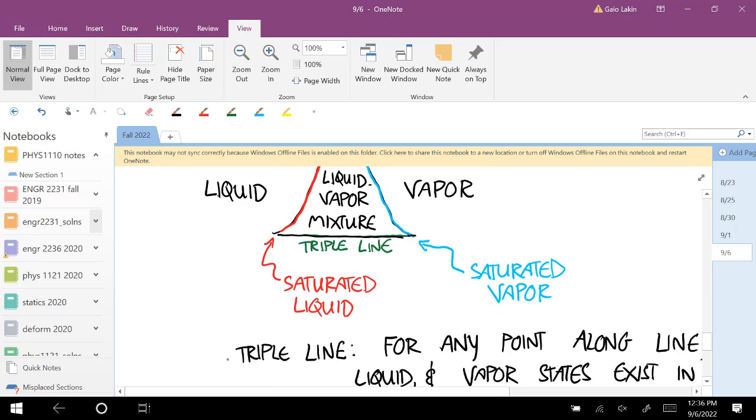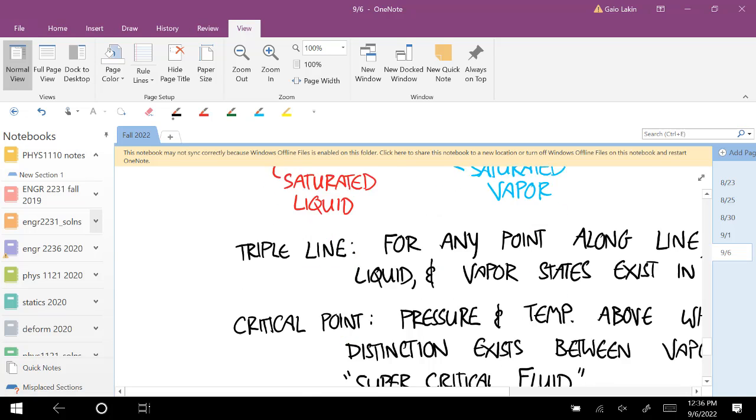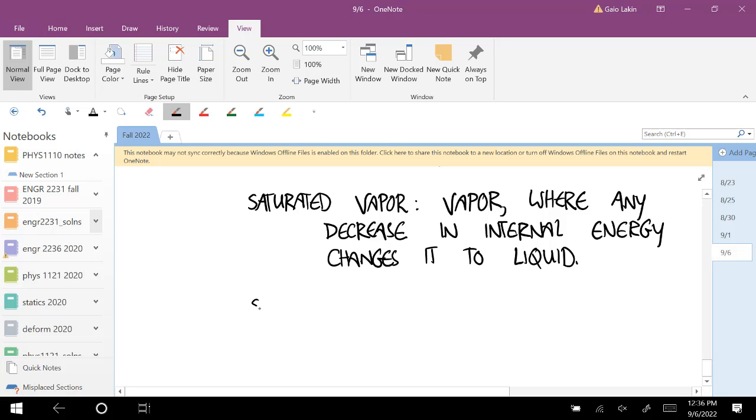And then the region that says vapor, if you go up there and you get to a higher temperature, you get to a vapor that's a higher temperature than the boiling point, that's called a superheated vapor. So a superheated vapor is vapor above its boiling point.